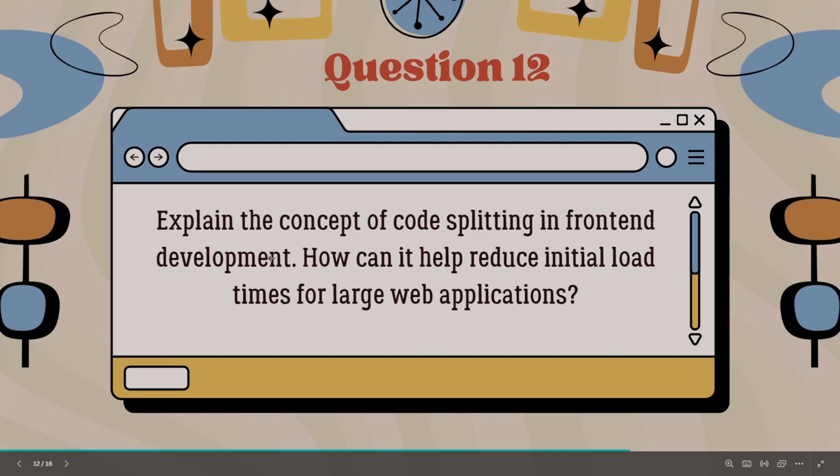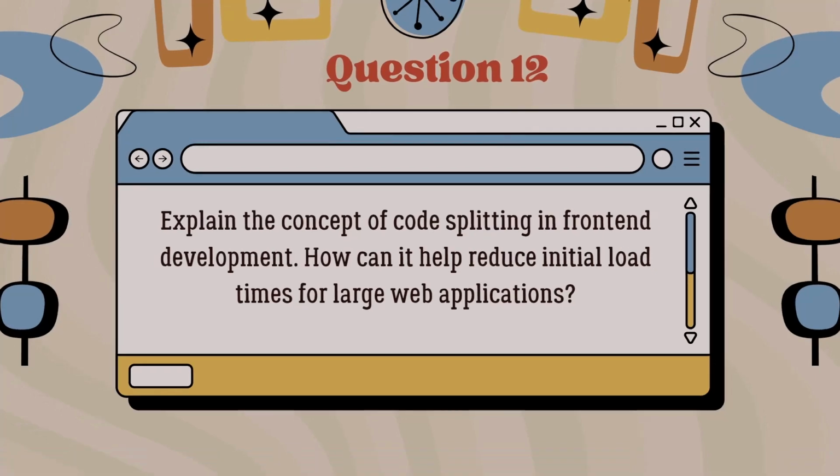Explain the concept of code splitting in front-end development. How can it help to reduce the initial load time for a large web application? So it is again related to the web optimization question.